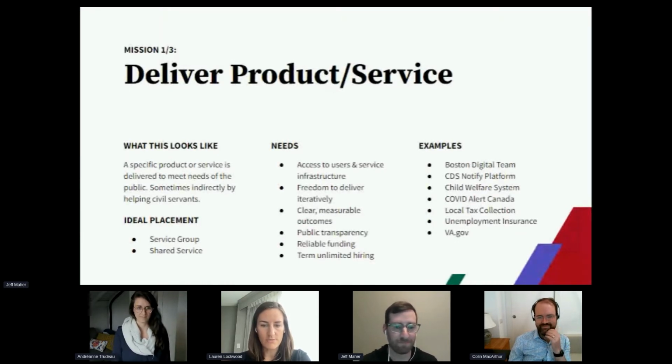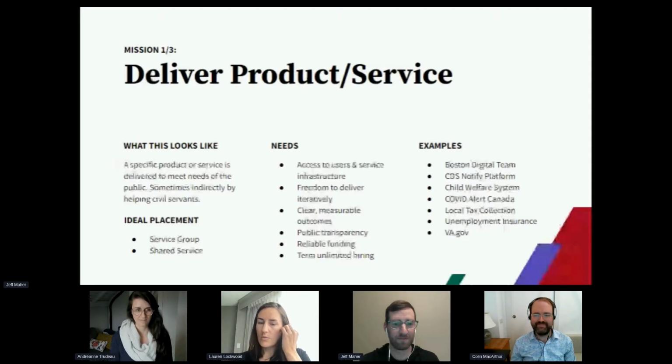If you're in this virtual room with us, then you likely already know that services aren't set it and forget it. So to deliver iteratively on a service and adapt to meet user needs, teams really need to be able to rely on funding that is not short-term in nature and in-house staff that isn't tied to a specific administration. As a result, we've seen that these teams are typically more successful when they are placed within a shared service group or within a service directly.